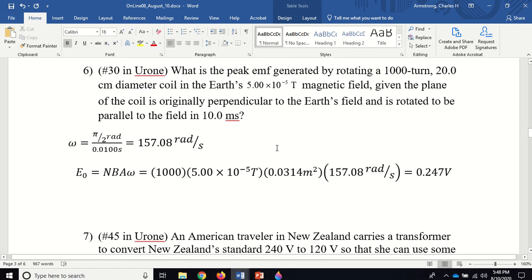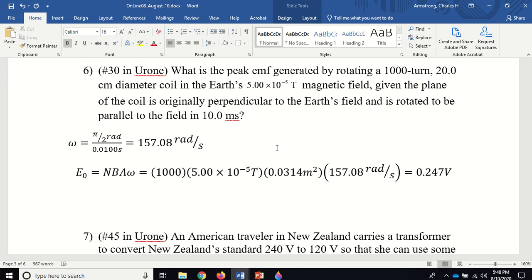Okay, what is the peak EMF generated by a 1,000 turn, 20 centimeter diameter coil in the Earth's 5.00 times 10 to the minus 5 Tesla magnetic field, given the plane of the coil is originally perpendicular to the Earth's field? So if the plane is perpendicular to the Earth's field, it's rotated parallel to the field.